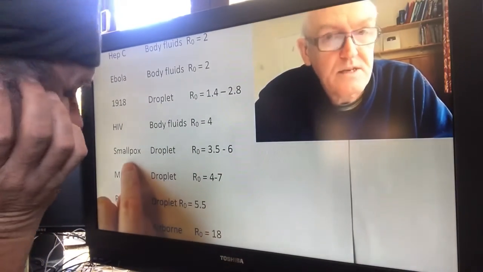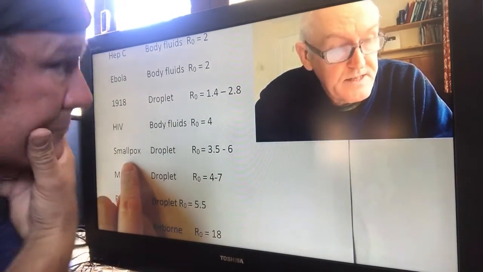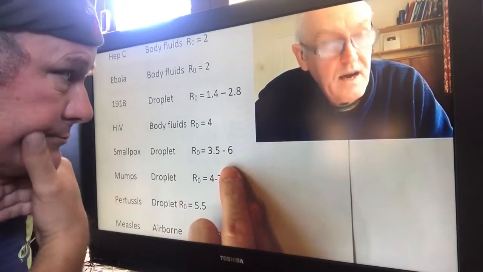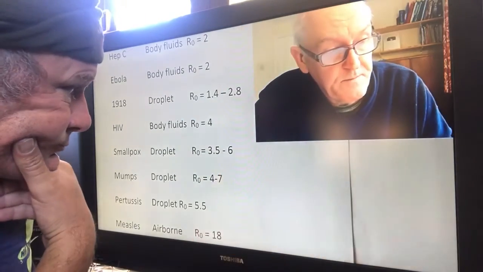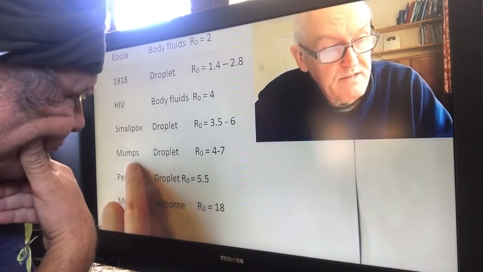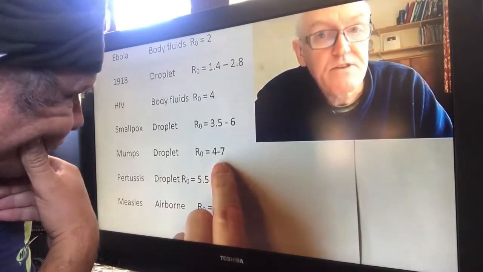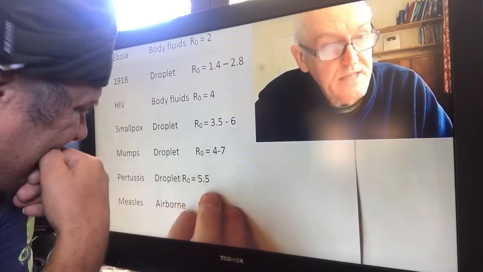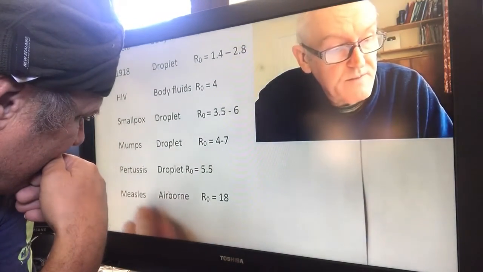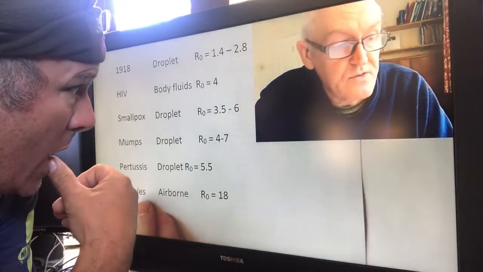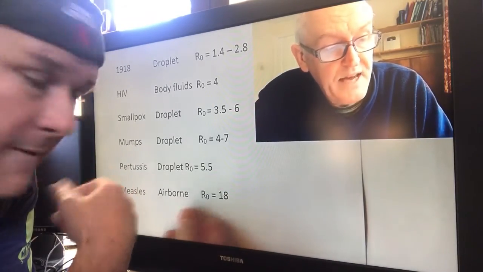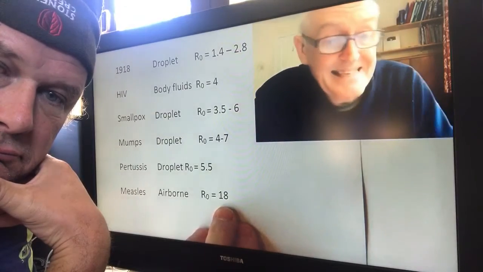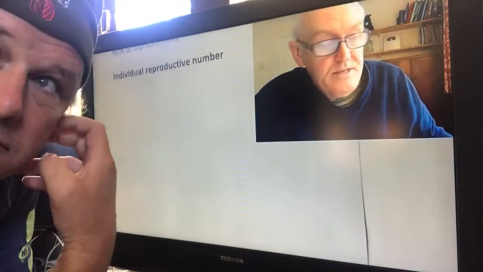Now, smallpox, a wretched scourge of the past that's now thankfully been eradicated from the world. That was a droplet infection with a high R naught, quite a transmissible condition. Mumps, which is infective parotitis, a droplet infection, has an R naught between 4 and 7, so quite high. Pertussis, German measles, the R naught there is 5.5, quite high. But one of the most infectious diseases around is measles, which is droplet and airborne. The R naught there can be up to 18. Figures of 12 to 18 are typically reported.